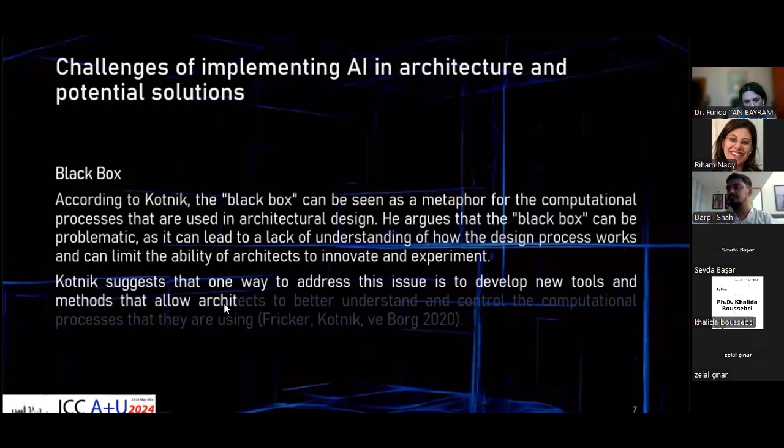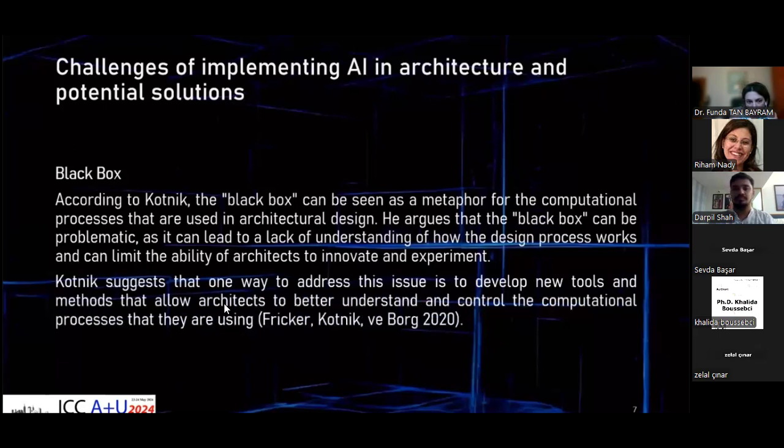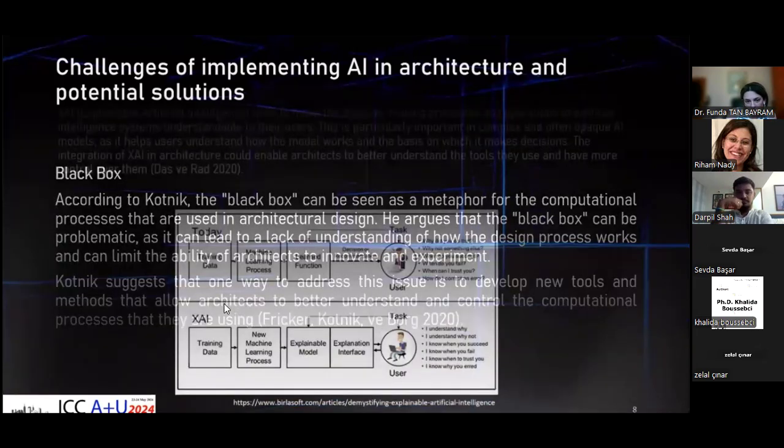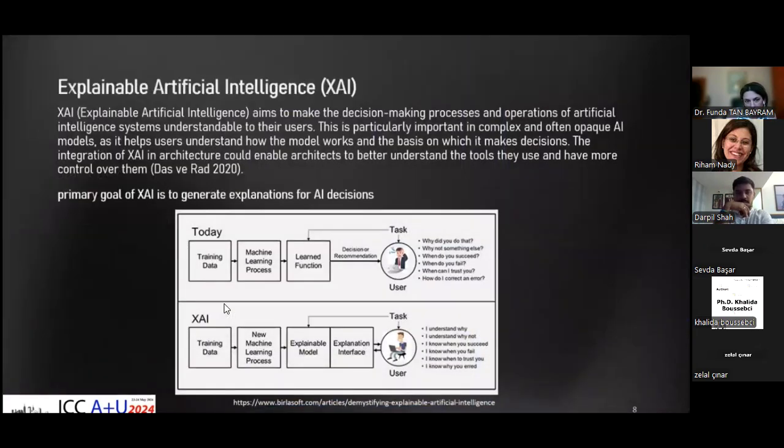Kotnik suggests that one way to address this issue is to develop new tools and methods that allow architects to better understand and control the computational processes that they are using. One of these methods can be XAI. XAI makes AI systems clearer for everyone using them. This is especially essential when dealing with complex AI models that aren't easy to understand. By making these systems more transparent, XAI allows users to see how decisions are made and on what basis. When used in architecture, XAI can help architects understand the tools they work with better and gain more control over them.